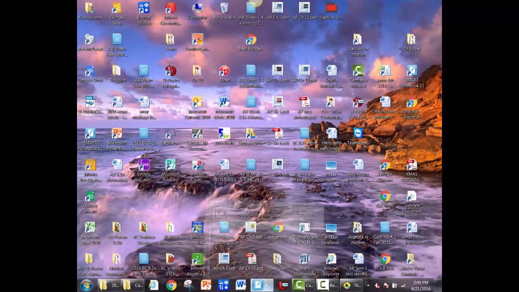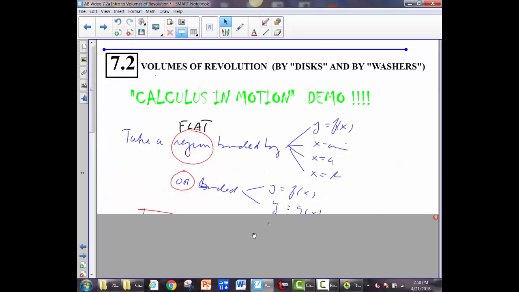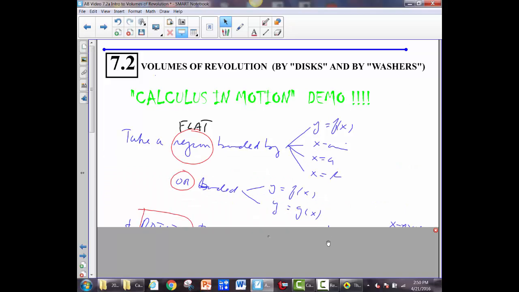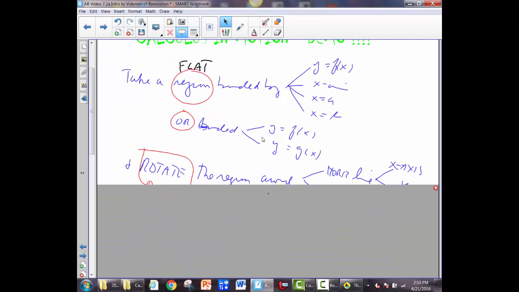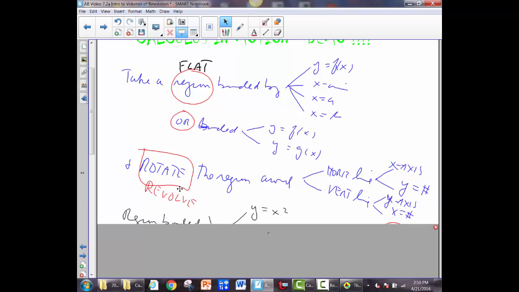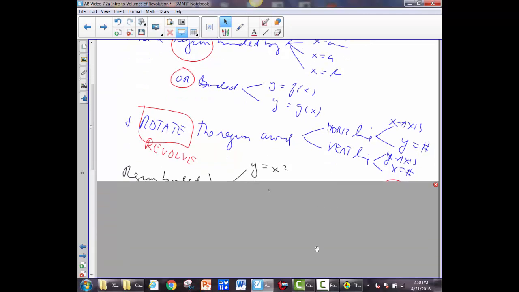So let's go back to our notes. There's disks and there's washers. Let's take a flat region bounded by y equals f of x, the x-axis, x equals a and x equals b. Or it might be a region bounded by 2 curves, in which case you'll have to find the points of intersection. They're going to have you rotate or revolve that region around either a horizontal line, such as the x-axis or y equals a number, or a vertical line, such as the y-axis or x equals a number.